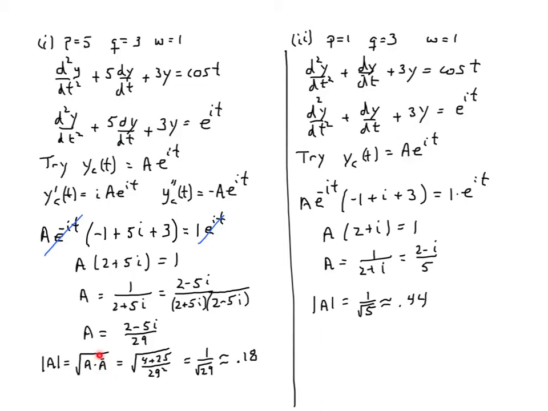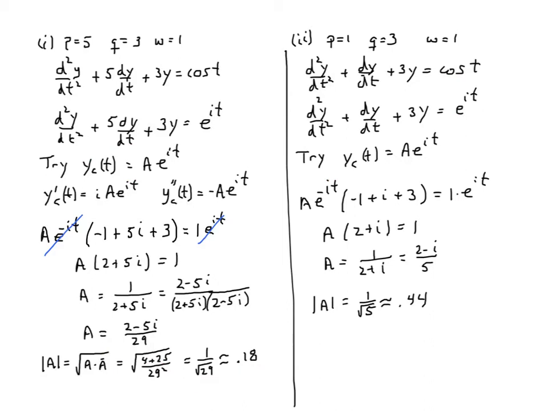The magnitude of a complex number is the square root of the number times its conjugate, and a with a bar on top is the conjugate of a in the complex world. That leads us to, when you multiply a number by its conjugate, you get the sum of the squares of the two components. They're both over 29, so that's 29 squared. We end up with 1 over the square root of 29, or 0.18.